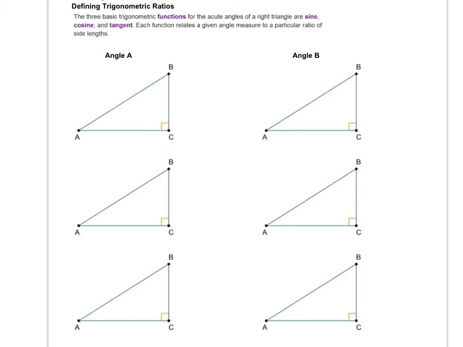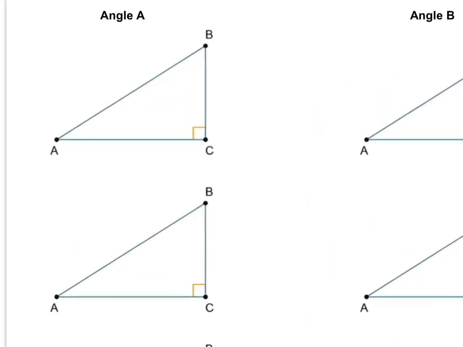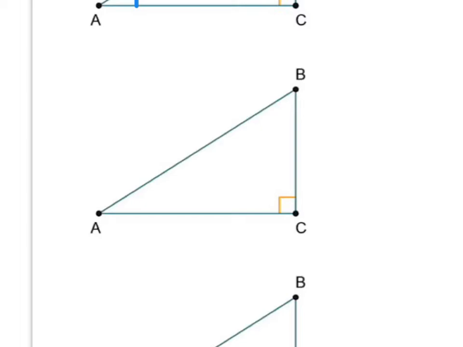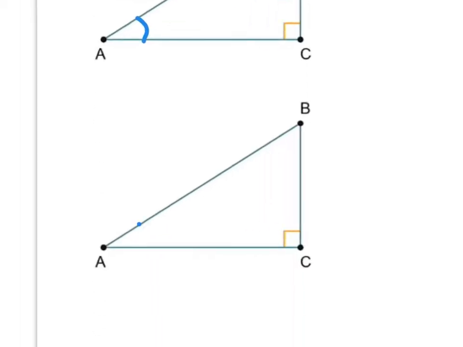We're going to look at one angle first, and then we'll look at angle B in the next one. Okay, so the first thing I want to do is look at angle A. For all these, I'm going to put my little arc mark here to identify my angle. So here's that angle A.